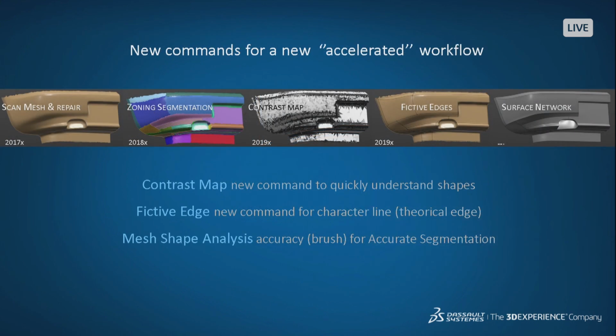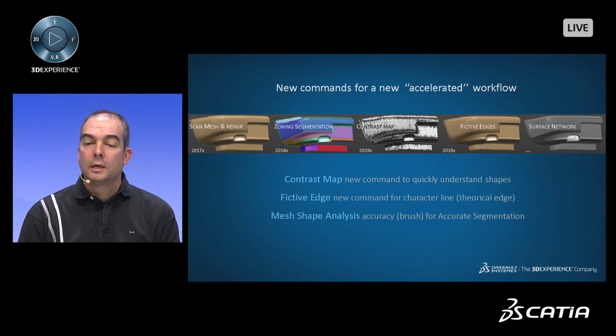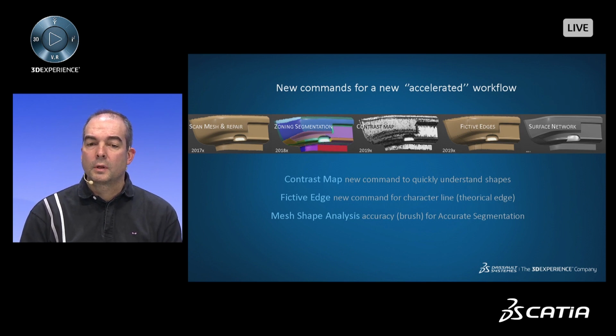Just as a reminder, what we've been delivering in the previous release for this workflow is first, in 17x, some mesh and repair tools, because to do quality, at least you must be secure. You must secure that the scan is correct for the work. We've been doing a new segmentation zoning map in 18x release, contrast map on 19x release, fictive edge, and subsurface network new capability. That was for the previous release.